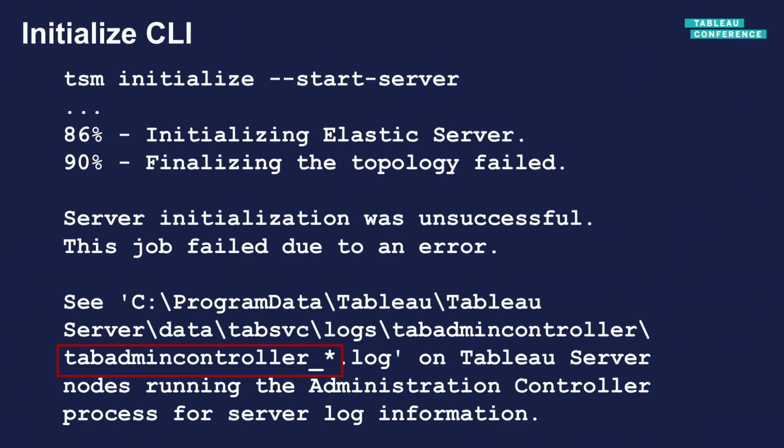This is what the CLI output would look like from that initialize job. You can see here that it failed on 90%. Finalizing the topology failed. Tells me the initialization was unsuccessful. This job failed due to an error.